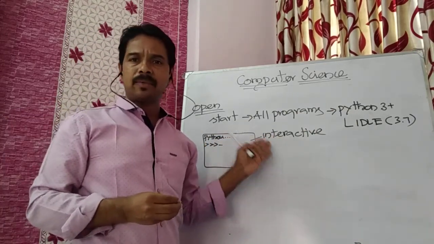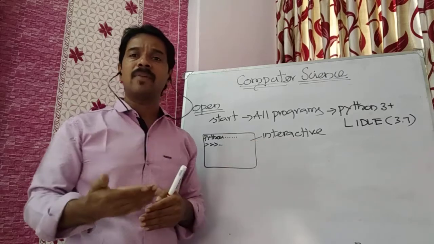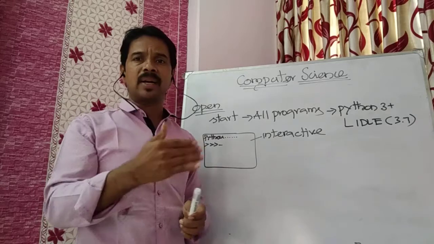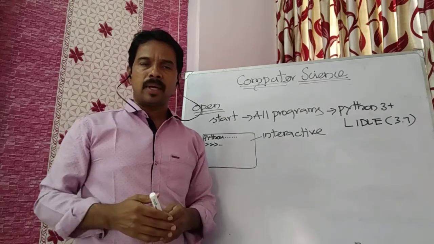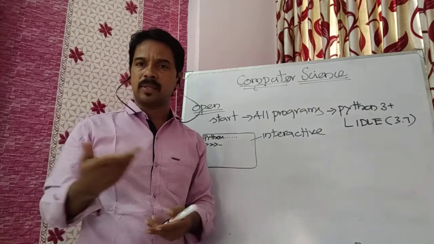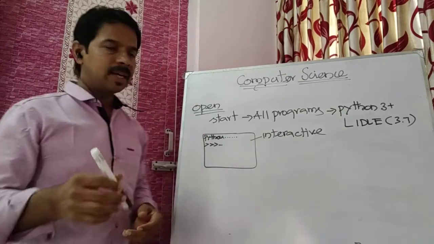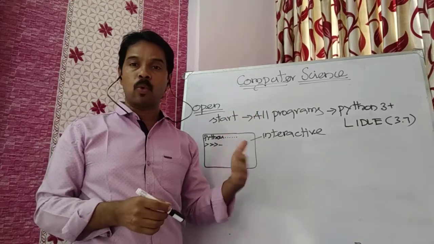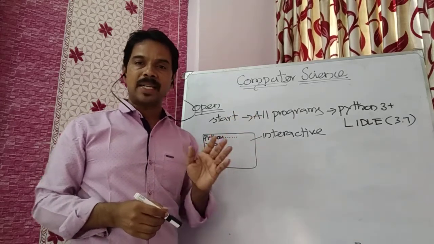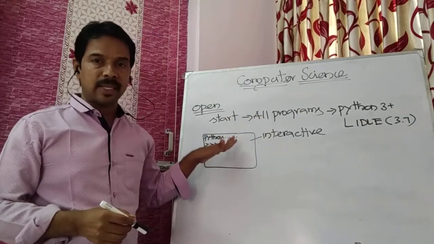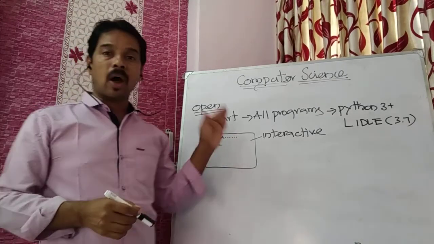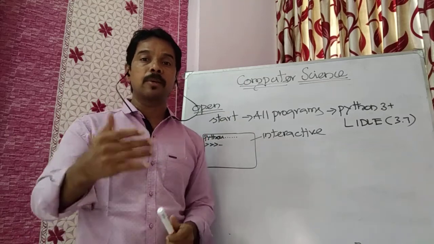But the demerit of this interactive mode is you cannot save and keep your program. When you start typing, for example, ten lines of a program to find a Fibonacci series or some other aim, you cannot store and keep the coding which you type. So that is the demerit of this interactive mode window. We have an alternate method that is called the script window.